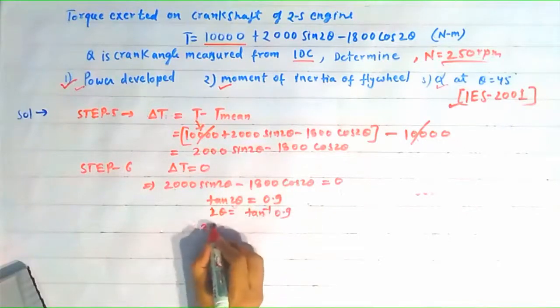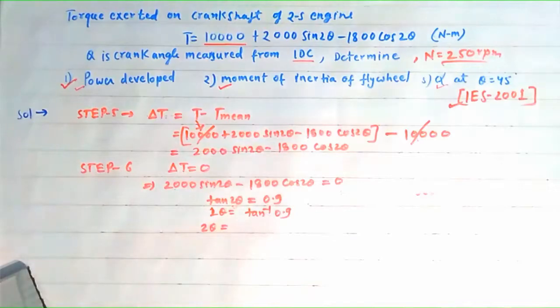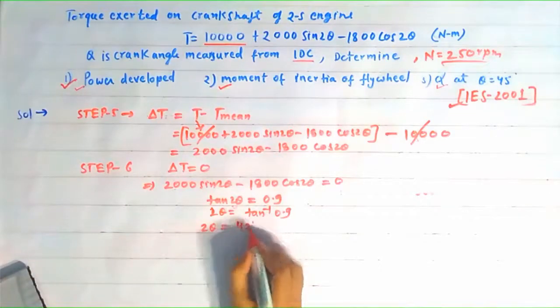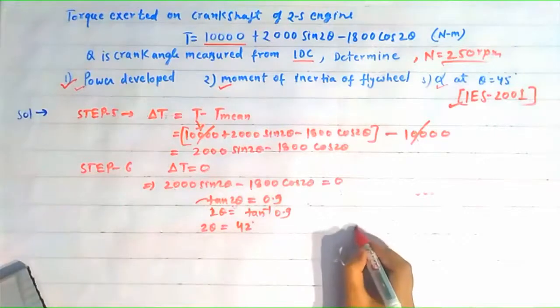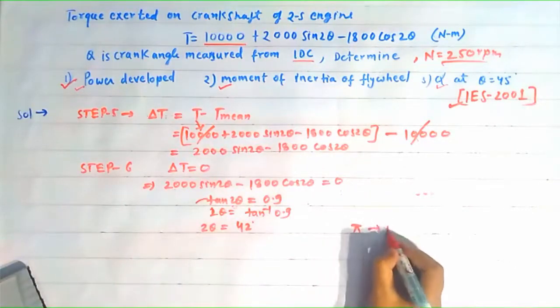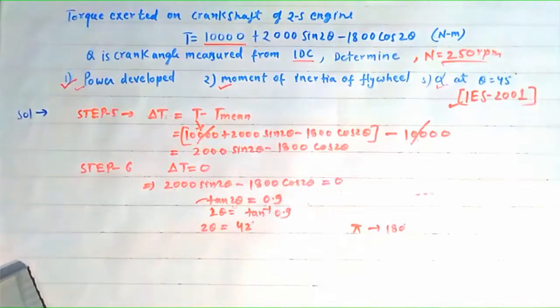The value of 2 theta will come out to be how much? 42 degree. Now we know that this is a tan function, and the tan function repeats itself after pi, that is 180 degree. After 180 degree the value of tan function remains same.